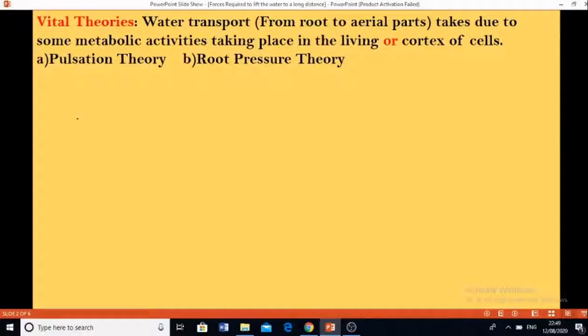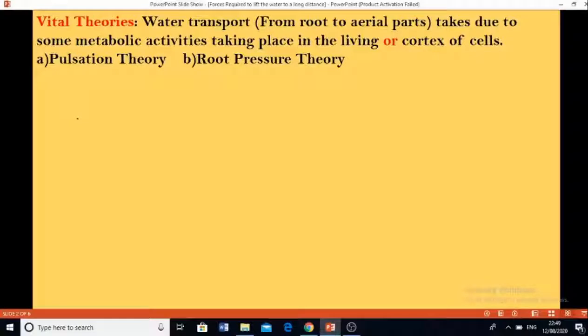Vital theories. According to these theories, ascent of sap or water transport from roots to the aerial parts, that is lifting, takes place due to some metabolic activities taking place in living or cortex cells. There are two theories. The first one is the pulsation theory, and the second one is the root pressure theory.